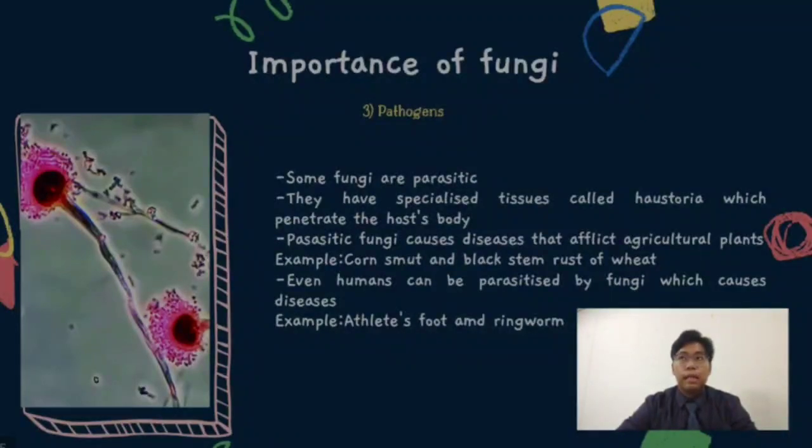We can also see some black spots and white spots on plants, and these are caused by the fungi themselves. Even humans can be parasitized by fungi, which causes diseases. Some examples are athlete's foot and ringworm.